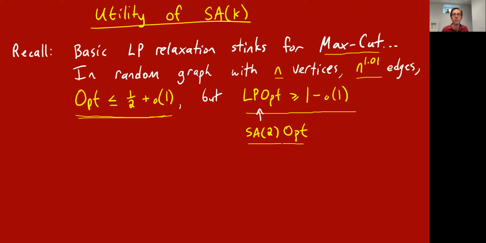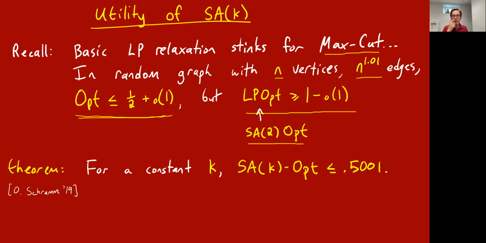Here I'm talking about the failure of k equals 2 Sherali Adams to do well at max cut. But here's a theorem that was proved with Schramm in 2019, just last year. If you choose k to be a very big constant, then the degree k Sherali Adams proof system for these random graphs does do a pretty reasonable job of noticing that their maximum cut is barely more than a half. So for a fixed constant above a half, like 0.5001, there exists some constant k such that this k Sherali Adams proof system can show that the optimum is at most 0.5001.